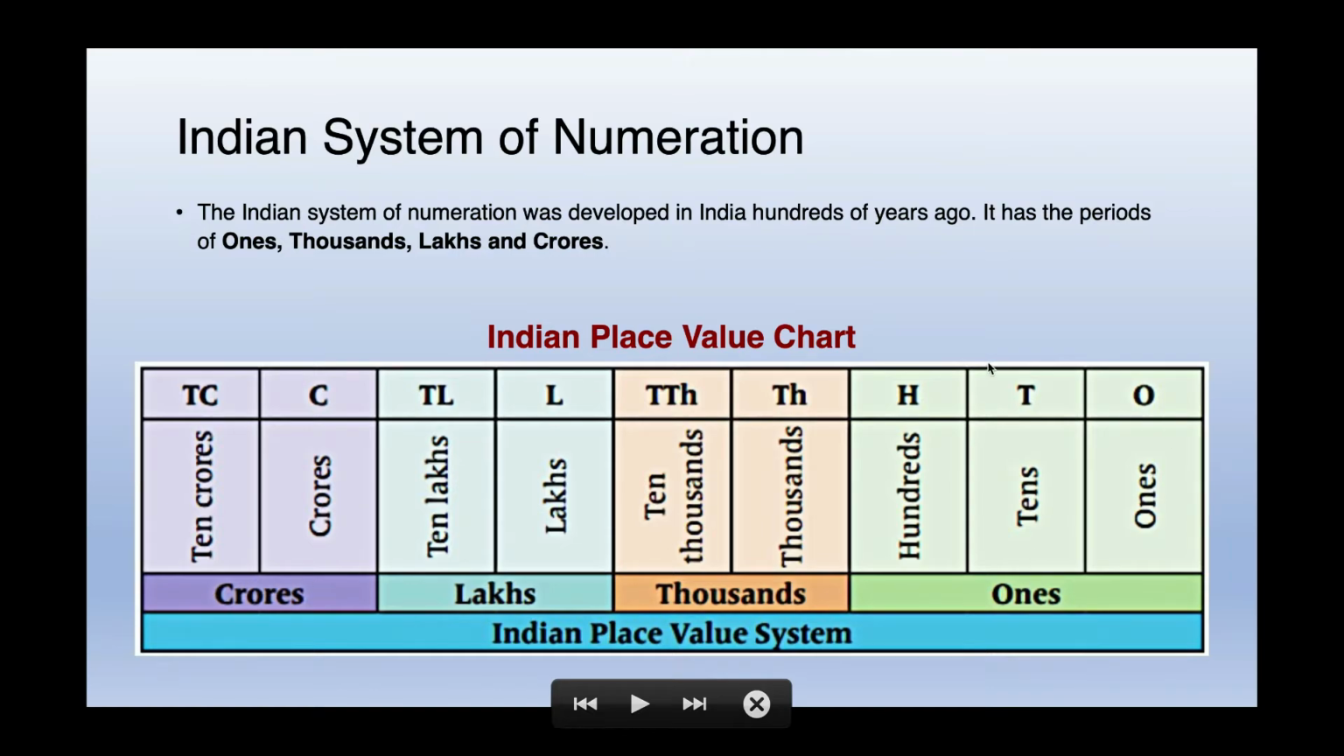Now the ones period over here has the 3 places ones, tens and hundreds. Then the thousands period has the 2 places thousands and 10,000s. Then the lakhs period has the places lakhs and 10 lakhs. And then the crores period has the places crores and 10 crores. And these are the letter symbols to indicate the places in the first row.